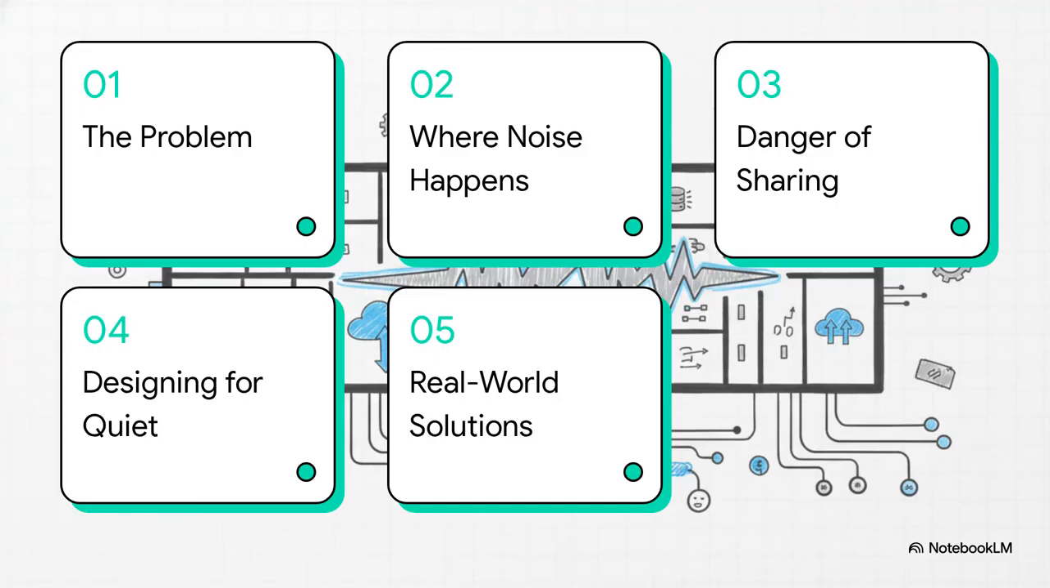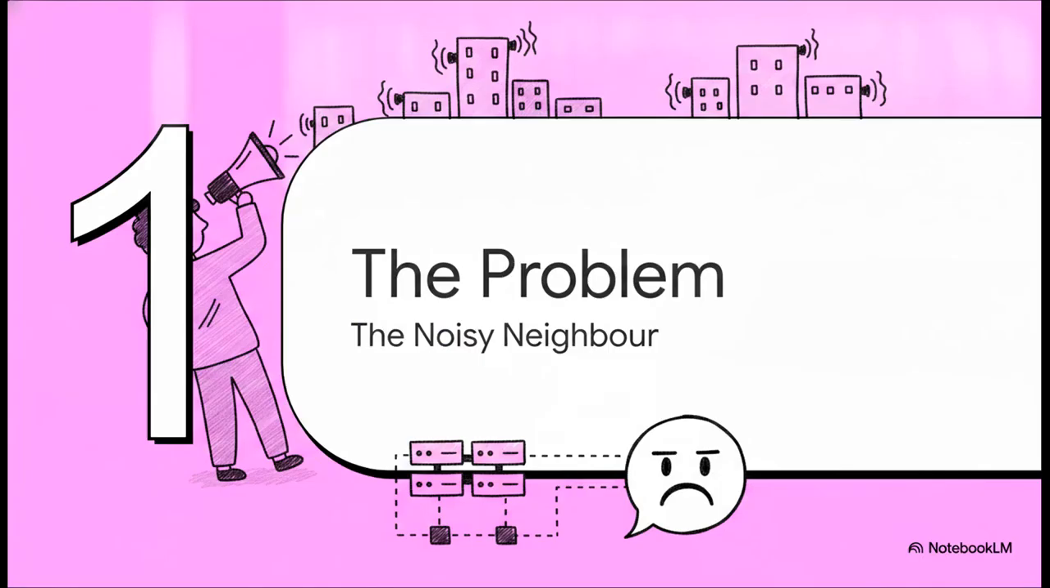So, here's our roadmap for today. We'll start by examining the core problem, map out exactly where this noise happens in the stack, talk about the real dangers of shared systems, figure out how to design for quiet, and finally wrap up with some real-world architectural solutions. Let's get to it. All right, part 1, the noisy neighbor problem. Let's see exactly where this architectural flaw likes to hide.